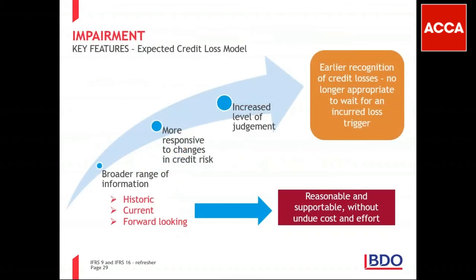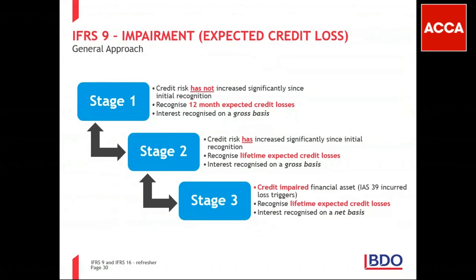Now let's look at how this expected credit loss model is going to work. There are two approaches for expected credit loss. One is the general approach, which is usually followed by all entities except for trade receivables and contract assets. We are going to discuss this in the next slide. But what is the general approach?